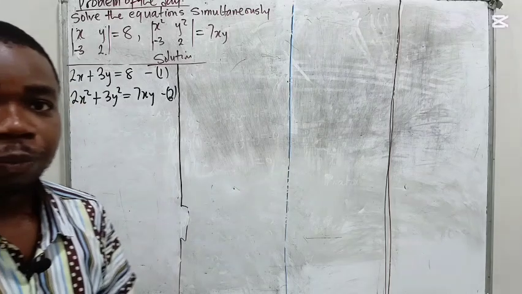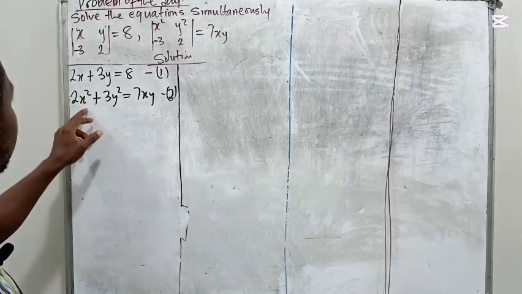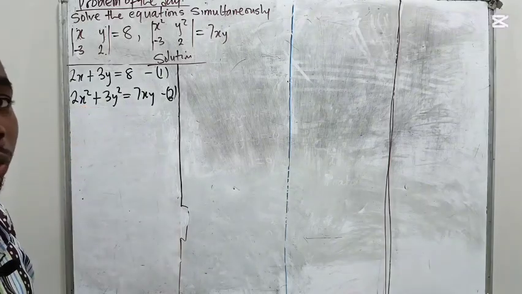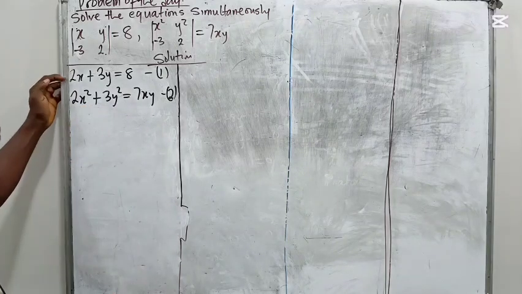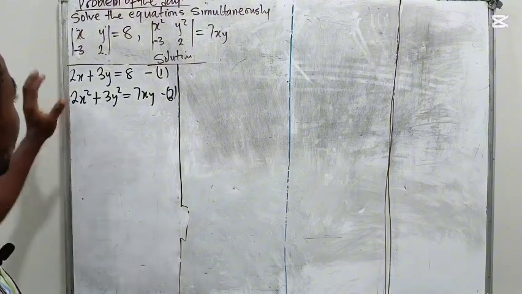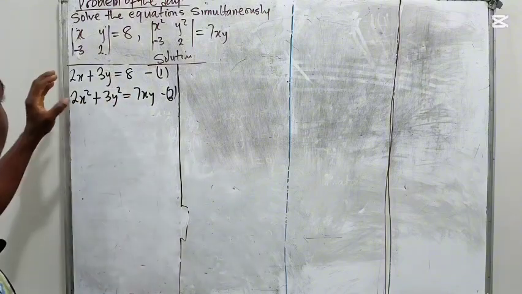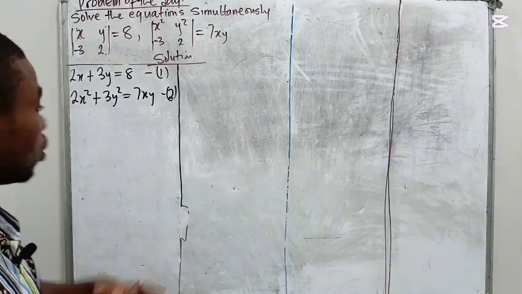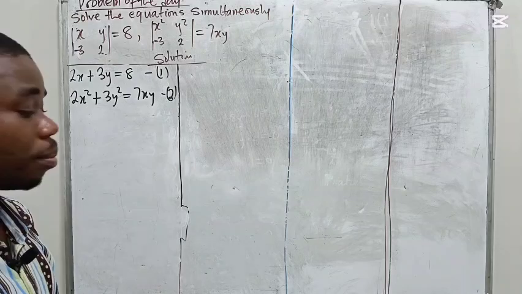So what do we do first? Now we are going to look at how the second equation is a quadratic equation, and the first equation is a linear equation. So we are going to solve them simultaneously. But how do we solve this thing simultaneously? We are going to be applying the substitution method.